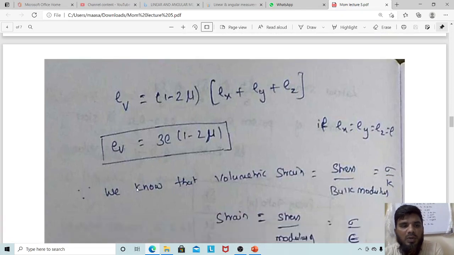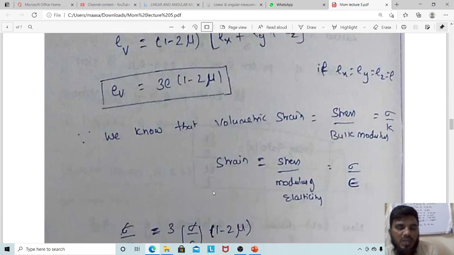Now, we already know that when we have volumetric strain, we have previously studied that it is stress by bulk modulus, that is sigma by K. Similarly, for the linear strain, because here either in the x direction, y direction or z direction, the strain is going to happen linearly, that is nothing but stress divided by modulus of elasticity, that is sigma by E.